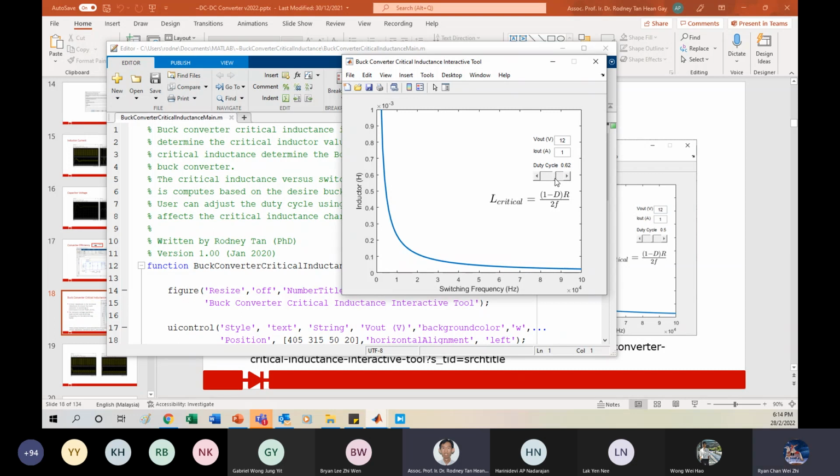If your output is fixed at 5 watts and not going to change, and you know that your duty cycle is, let's say, 0.5, then it's easier. You can know whether your inductor is suitable or not. You can actually see that when your duty cycle changes, this L critical will change as well. We will try to match it around this area. So this is what we call the critical inductor.